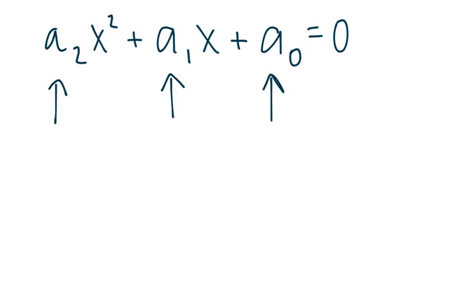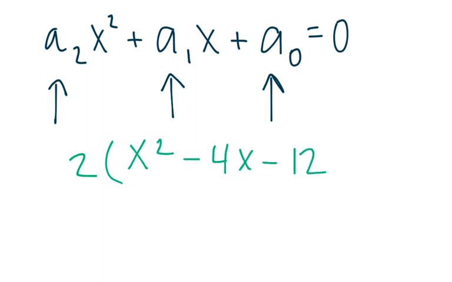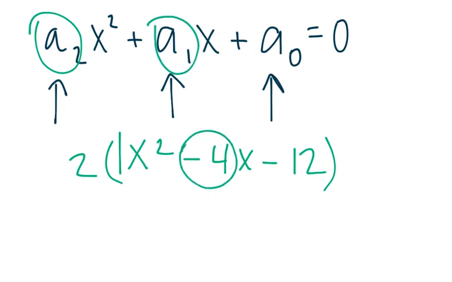So let's take our example. We originally had 2, and then it became x squared minus 4x minus 12. So our a2, or our first number, is going to be 1. Our a1, or our second number, will be negative 4. And then our final number is going to be negative 12. So we can enter those into our calculator: 1, negative 4, and negative 12. Then we select solve.